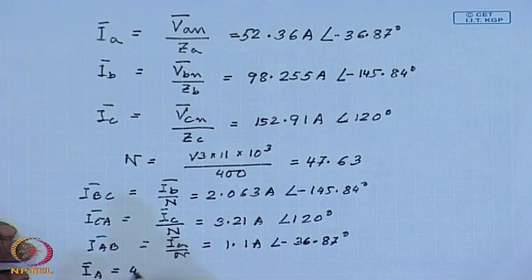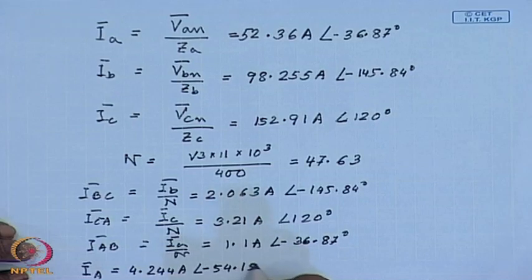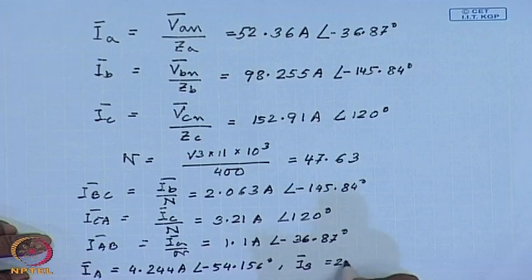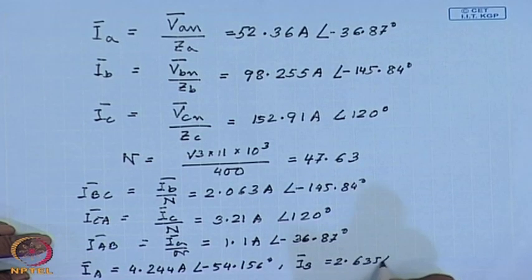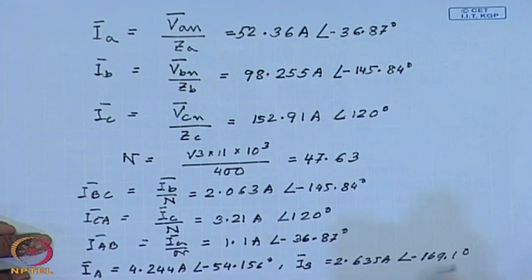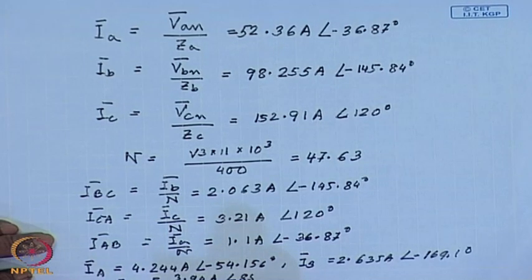From this I can find out the high voltage side line currents. This comes to 4.244 ampere angle of minus 54.14 degrees, IB comes out to be 2.635 amperes, angle of minus 169.1 degrees, and IC comes out to be 3.94 amperes, angle of 88.5 degrees.